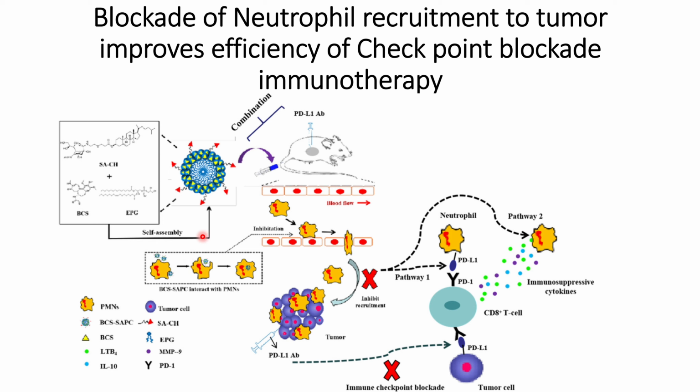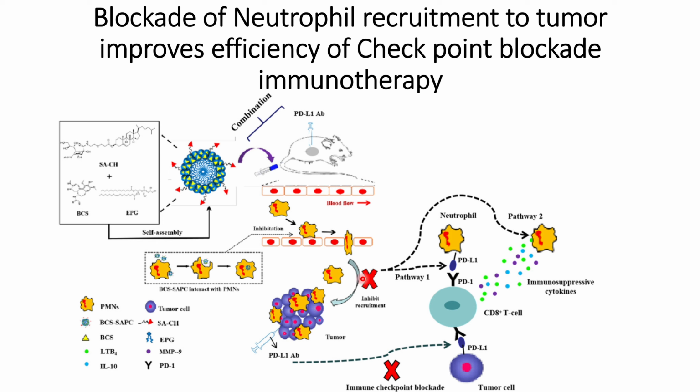And how does it do that? It is shown here that the BCS SAPC complex interacts with the neutrophils, which are on their way towards recruitment at the site of tumor cells. When the BCS SAPC is interacted with the neutrophil, it prevents the intravasation of the neutrophil at the site of infection. So this inhibits the recruitment of the neutrophils at the tumor site.